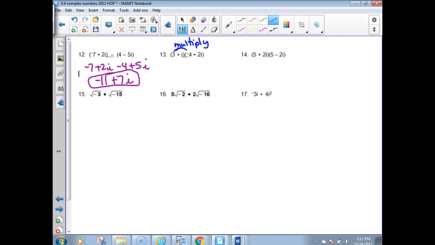So we're doing 3 times everything in the second parentheses: negative 12 plus 6i. Then we multiply i times everything in the second parentheses, giving us minus 4i plus 2i squared. Combine your terms in the middle: negative 12 plus 2i. Then I replaced i squared with negative 1. We have to remember i squared equals negative 1. Our final answer for number 13, I don't know why I made this so crowded, is negative 12 minus 2, which is negative 14 plus 2i.